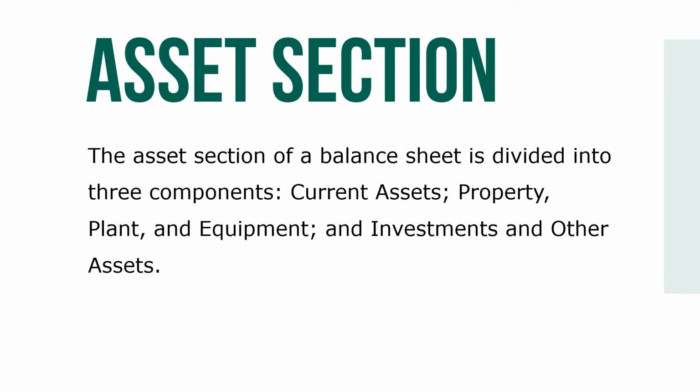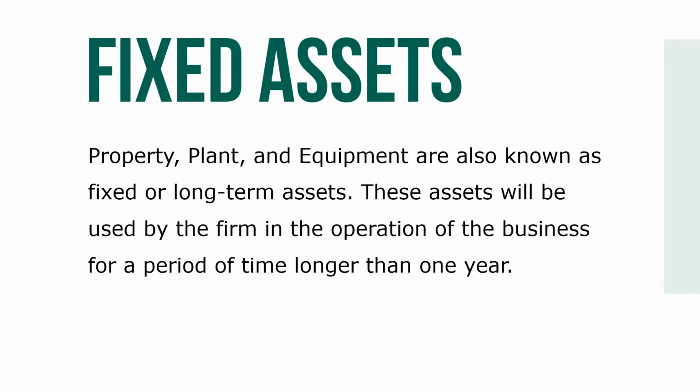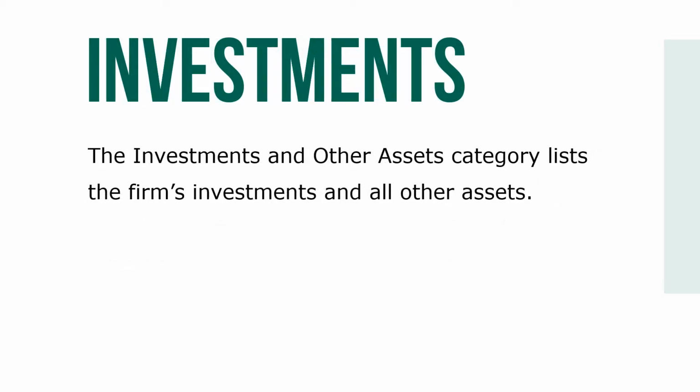The assets section of the balance sheet is divided into three components: current assets, property, plant, and equipment, and investments and other assets. Current assets are cash or assets that will be sold, used, or converted to cash within 1 year. Property, plant, and equipment are also known as fixed or long-term assets. These assets will be used by the firm in operation of the business for a period of time longer than a year. Investments and other assets is a category that lists the firm's investments and all other assets.